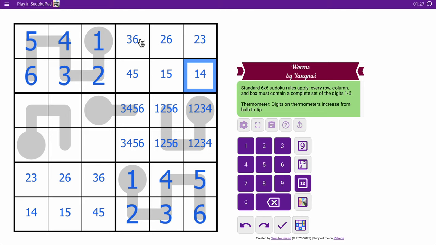Okay, so boxes 2 and 5 are pretty much mirror images of each other. I've got exactly the same pairs of digits. Now, these four are on a 4-cell thermometer, and therefore, this can't be higher than 3, so this is not 4.